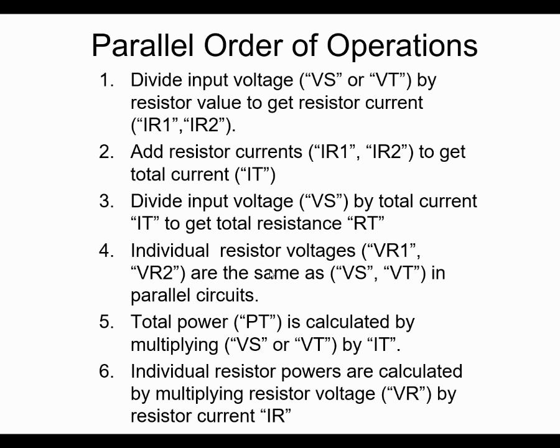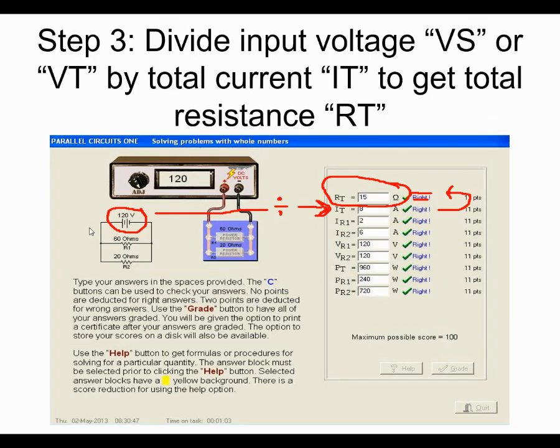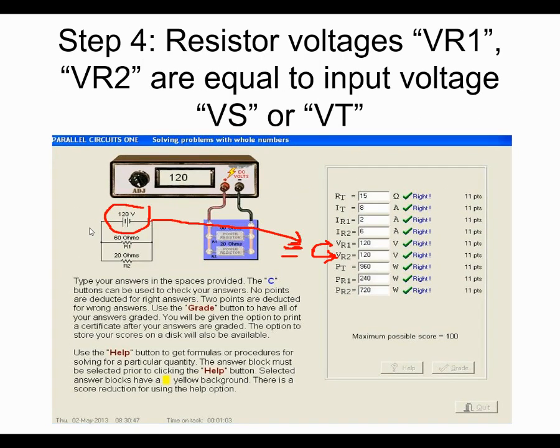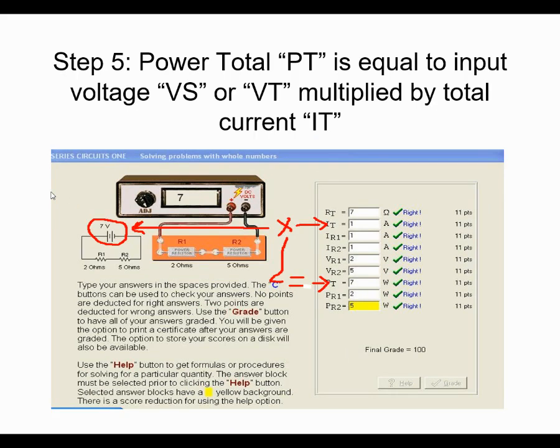Then you want to get your individual voltages. Well, it's a parallel circuit, so this is so easy. Parallel doesn't change voltage. Parallel changes current, it does not change voltage. So the voltage value in the circuit is the same everywhere. If you know it in one place, you know it in every place. So VR1 and VR2 are what's powering the circuit. Incredibly simple. The next thing you want to do in parallel after that is get the power.